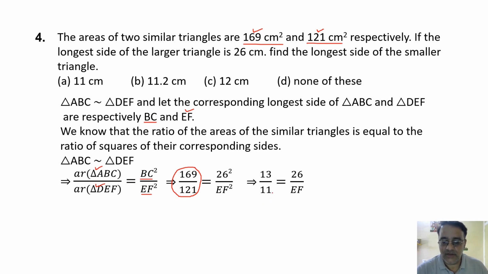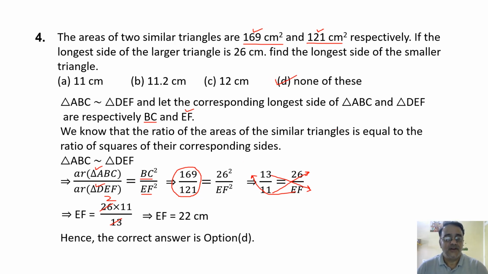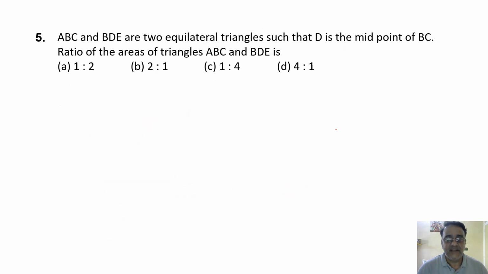Okay, so now 26 into 11 upon 13, this will be equal to EF. EF यहाँ पर आ जाएगा, right? Now 26 we can divide by 13, so we'll get 2 into 11, that is 22. So which option is the correct one? Option B. Right? Okay, so now we are moving toward question number 5.